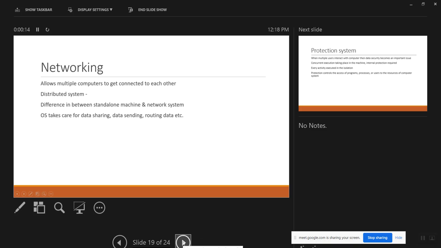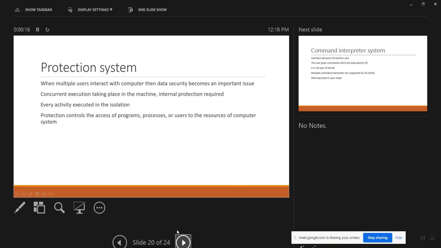Then we talked about the protection system. In the protection system, we talked about confidentiality, integrity, and authentication. So these three aspects are required in the protection system provided by the OS.